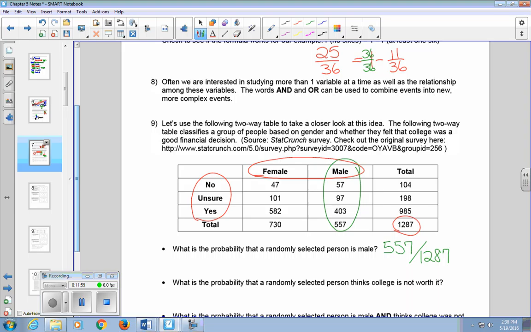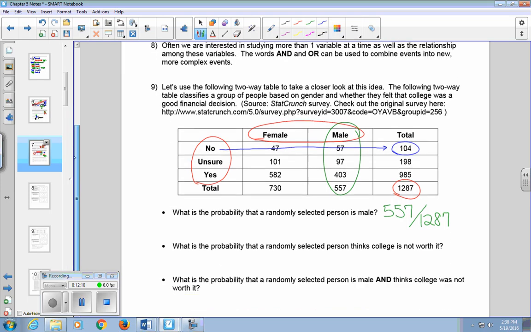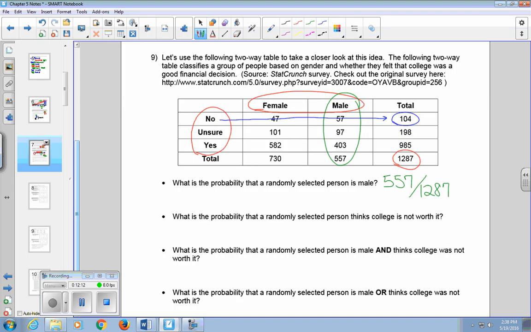What's the probability that a randomly selected person thinks college is not worth it? Well, not worth it is a total of 104 people. So the probability that a randomly selected person thinks college is not worth it is 104 out of 1,287.